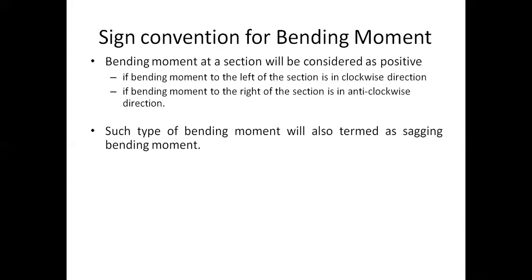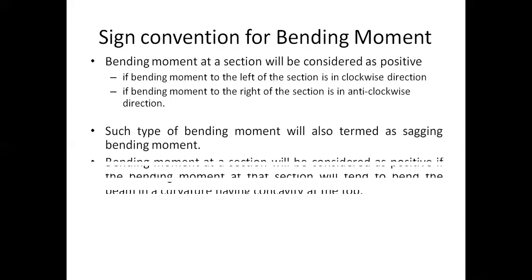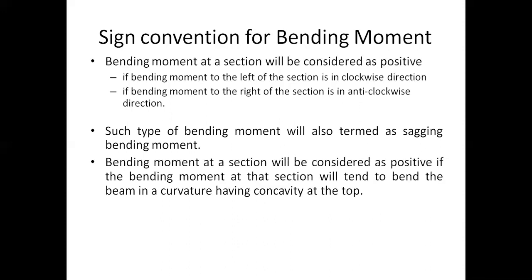Such type of bending moment is also termed as a sagging bending moment. When the positive bending moment is there, we will call it sagging. That means the beam will bend like this, on the top the beam will bend like this. So bending moment at a section will be considered positive if the bending moment at the section will tend to bend the beam in a curvature having a concavity at the top.